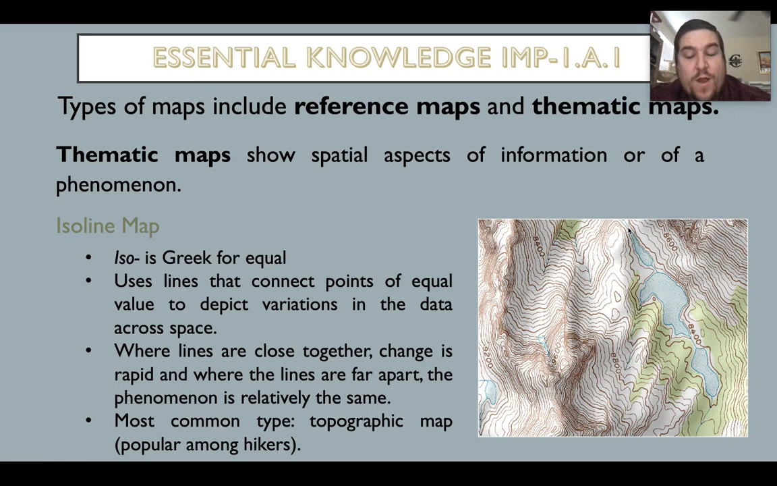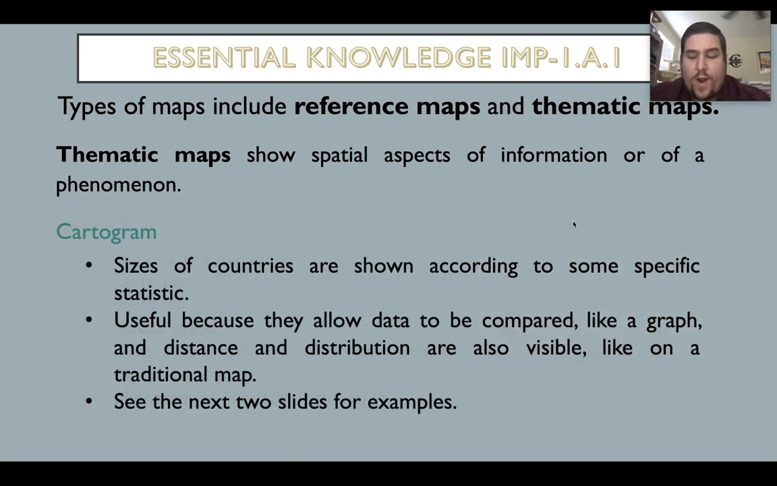These maps are very hard to read. The closer the lines, the more frequent the changes happen. So you can tell mountain peaks versus valleys below. But once again, not a map we use very frequently. A cartogram map, also another one we don't use frequently. This distorts the shape and the size of the things on the map according to that data.